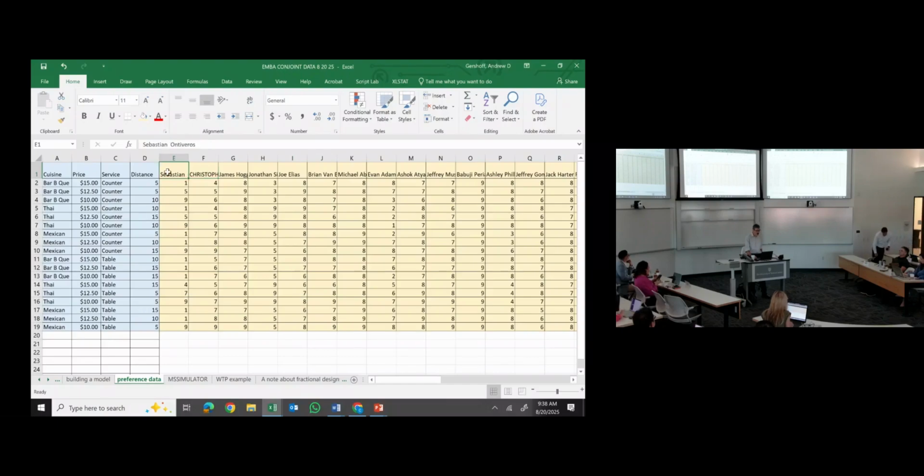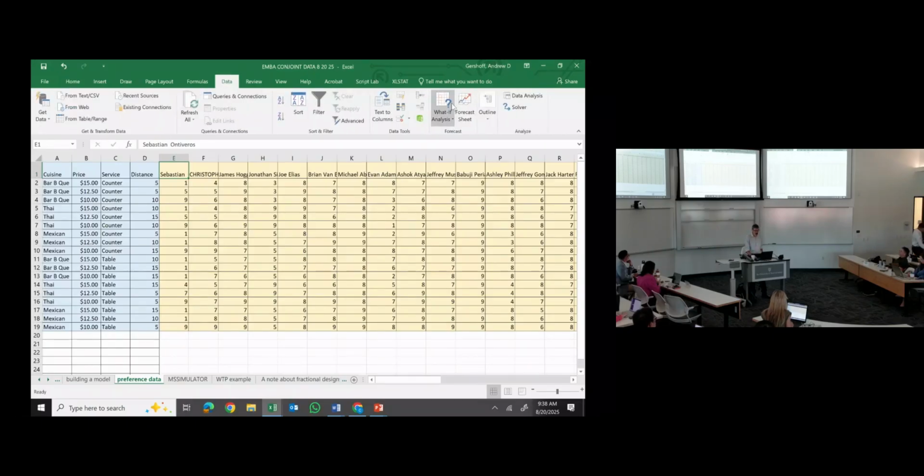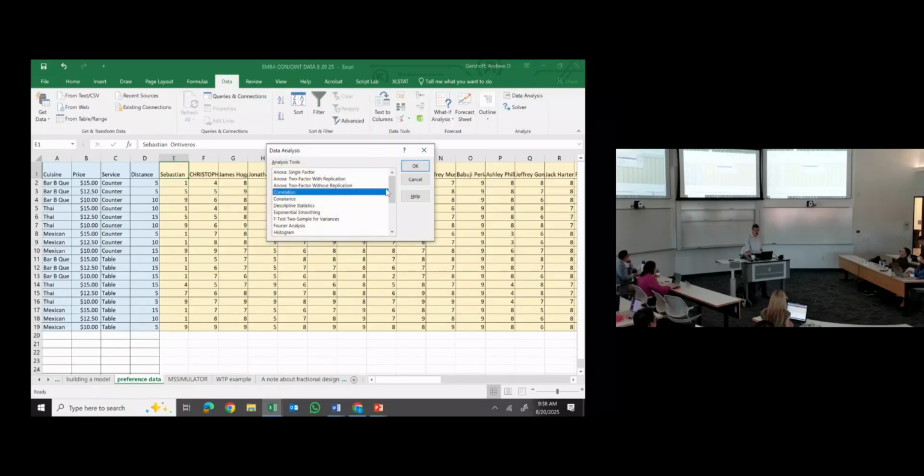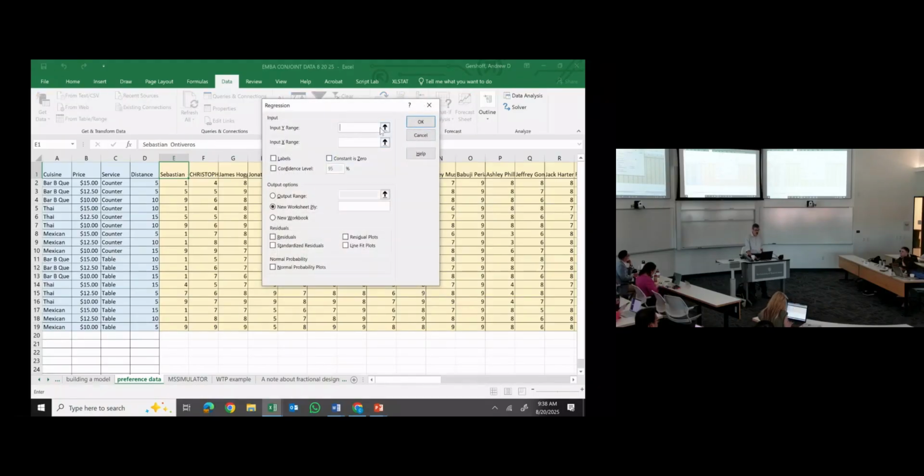And so what I'm going to do is use ordinary least squares regression for this. I'm going to say Data, Data Analysis, and then I'm going to choose Regression. So I'm using Excel. If you use another tool, that's fine, but I'll use just Excel's regression tool here. And I'm going to say OK.